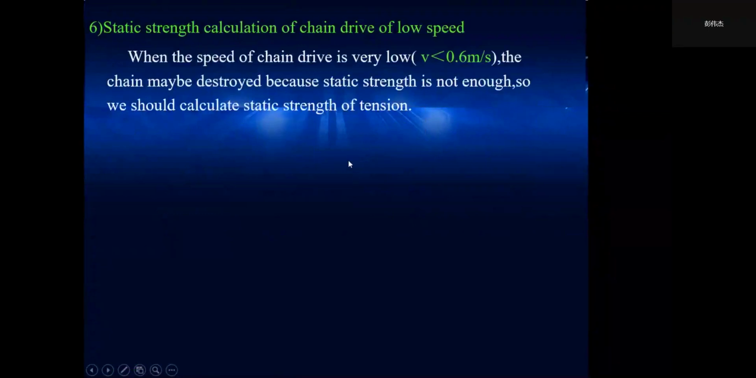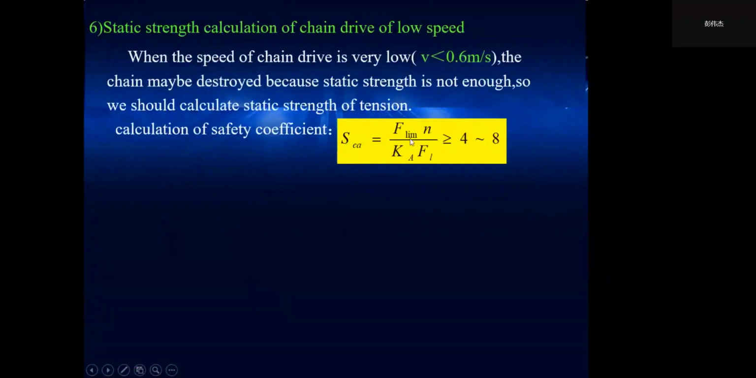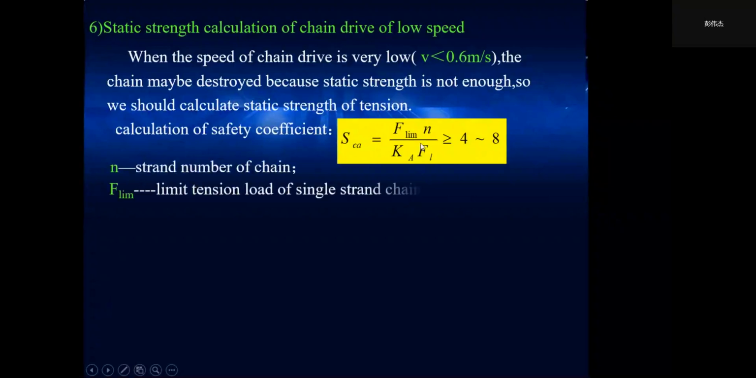And then when the speed of chain drive is very low, the chain may be destroyed because static strength is not enough. So we should calculate the static strength of tension and calculation of safety coefficients or safety factors. Use this, and the safety factor should be within this range, within 4 to 8. N is the strand number of chain. F limit is the limit tension load of single strand chain.